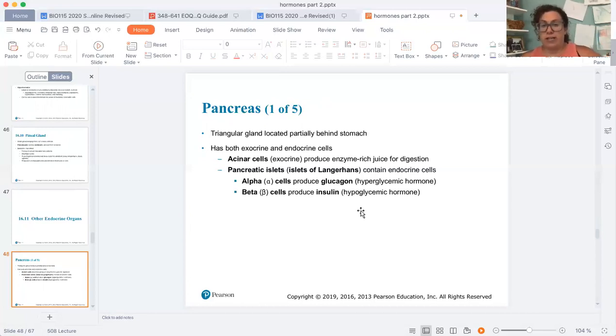So we have digestive exocrine cells, which come from acinar cells, and then pancreatic islets, the islets of Langerhans, which contain the endocrine cells. There are two different types of endocrine cells that I want you responsible for. Alpha cells make glucagon, which can raise your blood sugar, and beta cells make insulin, which decreases your blood sugar.